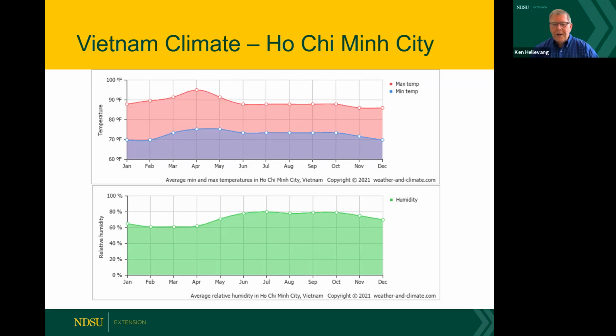When we look at the relative humidity of the air on average, we're running between 60% and about 80%, with several months during the year being up close to 80% relative humidity. And that too is going to be important as we think of storing that grain.